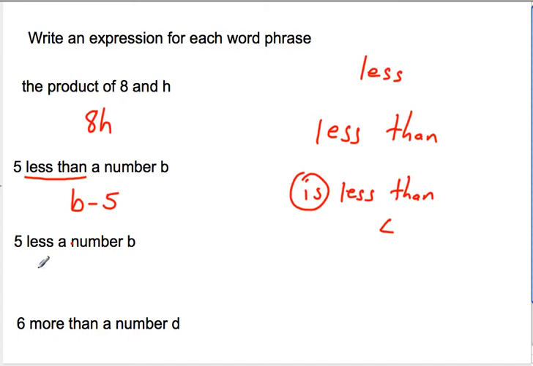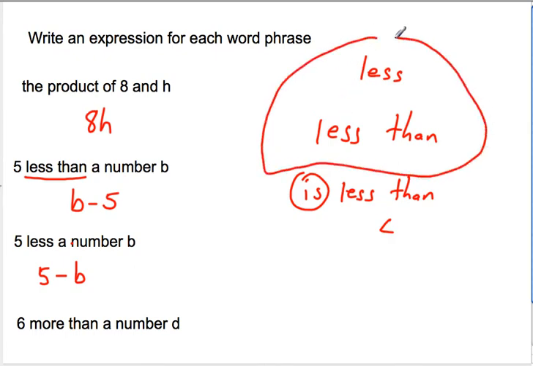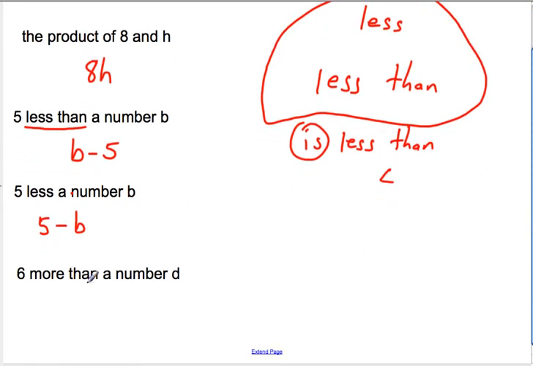5 less a number b means you're actually starting with 5 and you're subtracting b. It's 5 less a number b. So you're probably going to want to practice for sure the difference between these two, because this is subtraction, and just knowing that this is an inequality. And then 6 more than a number d. "More than" means we're switching it. So the d comes first, and 6 more than that means addition.